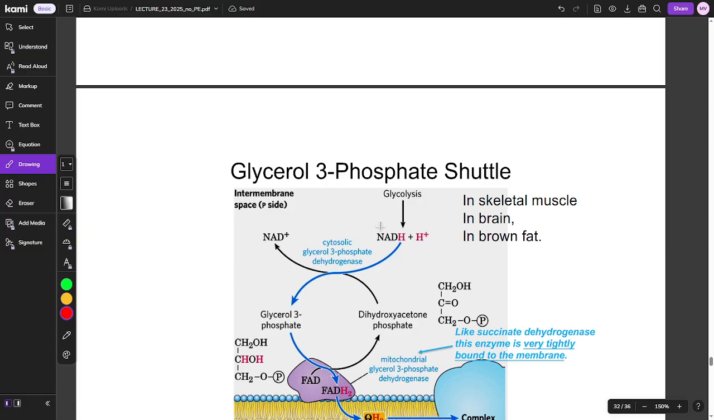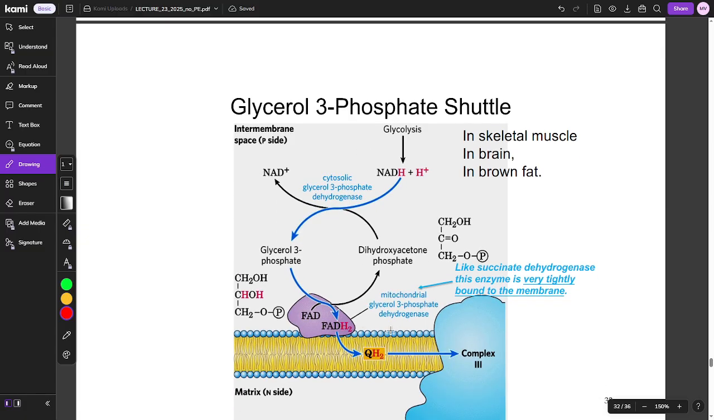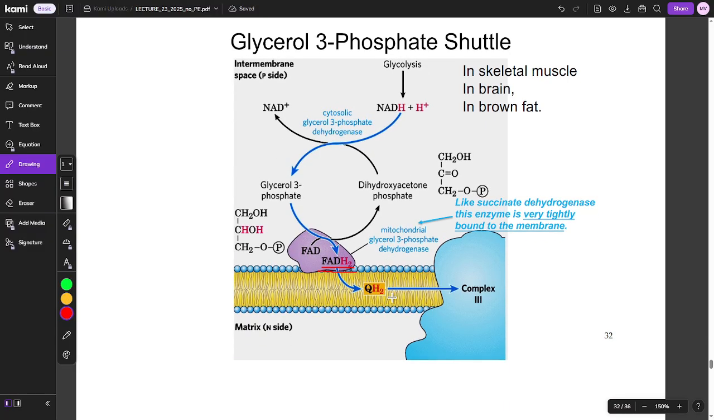And so after the glycerol 3-phosphate has been produced, then we use succinate dehydrogenase complex 2 to oxidize glycerol 3-phosphate to dihydroxyacetone phosphate, and the FADH2 uses those electrons to pass them on to Q2 and do the electron transport chain cycle.